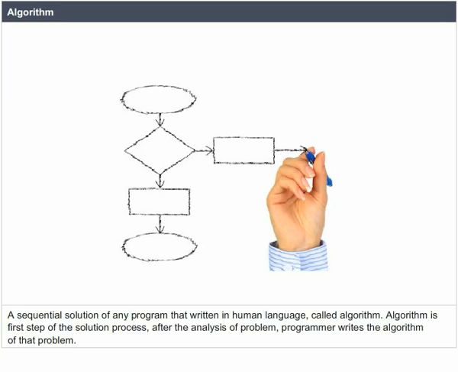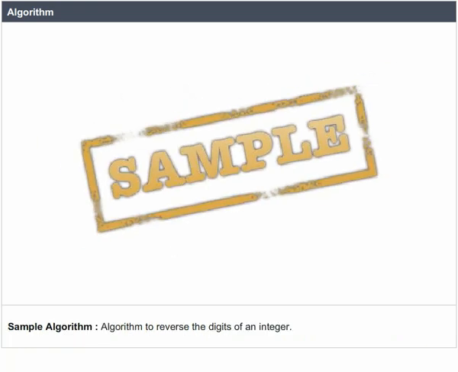Algorithm. A sequential solution of any program that is written in human language is called an algorithm. Algorithm is the first step of the solution process. After the analysis of the problem, the programmer writes the algorithm of that problem. Sample algorithm. Algorithm to reverse the digits of an integer.